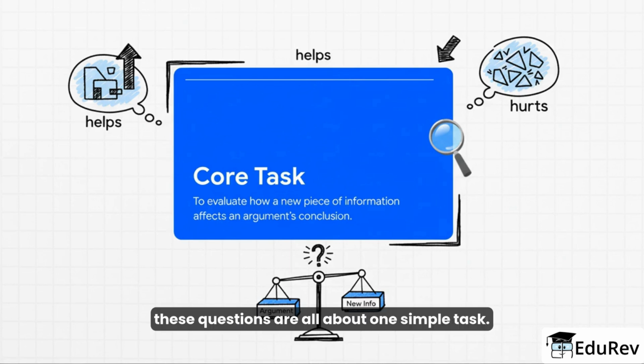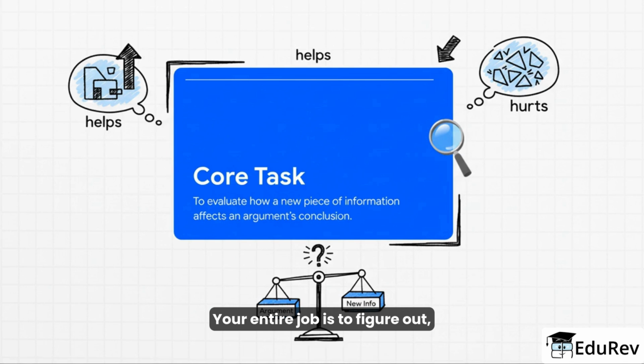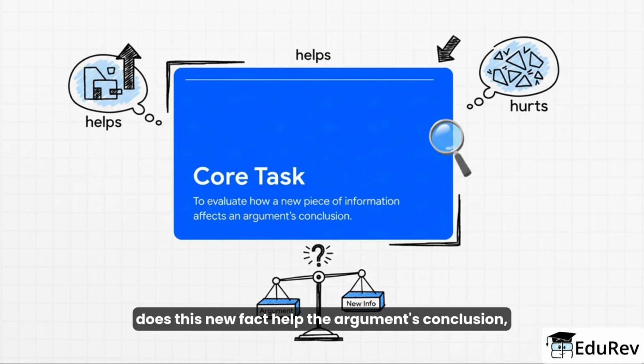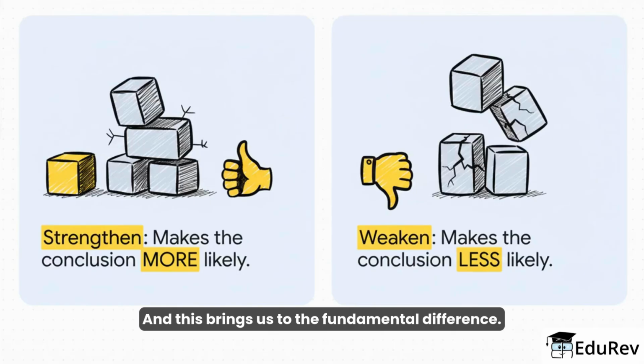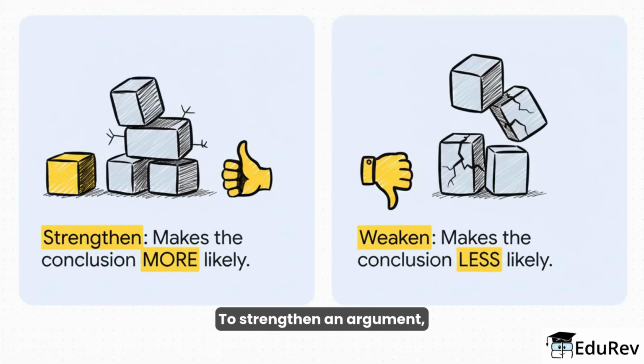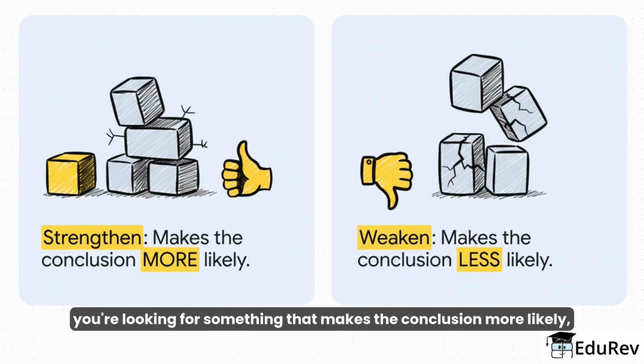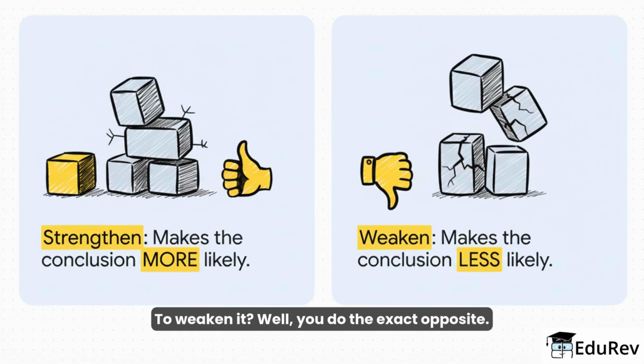All right, let's get down to basics. At their heart, these questions are all about one simple task. You're given an argument, right? And then you get a new piece of info. Your entire job is to figure out, does this new fact help the argument's conclusion, or does it hurt it? That's it. It's that simple. And this brings us to the fundamental difference. To strengthen an argument, you're looking for something that makes the conclusion more likely, more believable. To weaken it? Well, you do the exact opposite. You make it less likely to be true. It sounds basic, I know, but getting this distinction down is absolutely crucial.